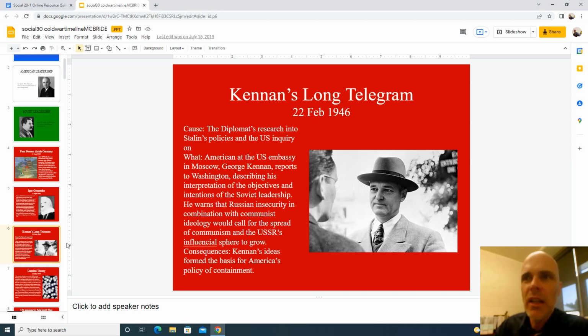So Kennan's long telegram will inspire the ideas of the containment policy, foreign policy of the Americans, which will shape the Truman Doctrine.